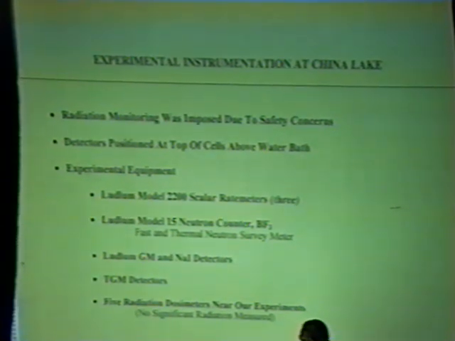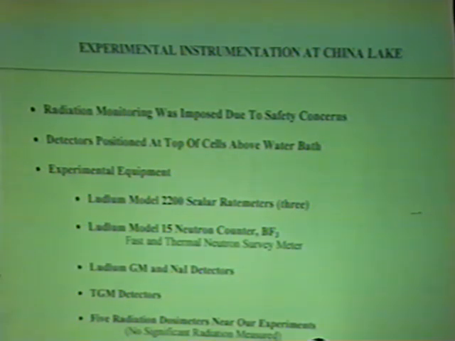We had other detectors too, but due to safety concern, we also had radiation badges set up at different distances away from the cell. Our experimental equipment: we had a Ludlam model 2200 scalar rate meter. Actually had 3 because we had 2 different sets of experiments and several different detectors. A Ludlam model 15 neutron counter. This just gave off a beep. This was never connected to any counter, and it just beeped when there were neutrons. Very, very advanced actually.